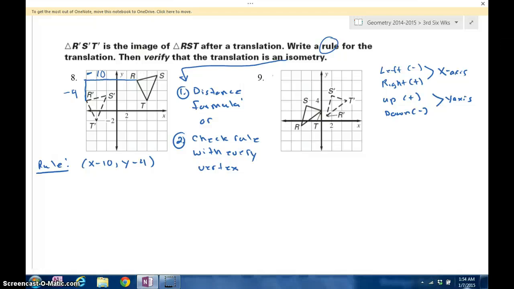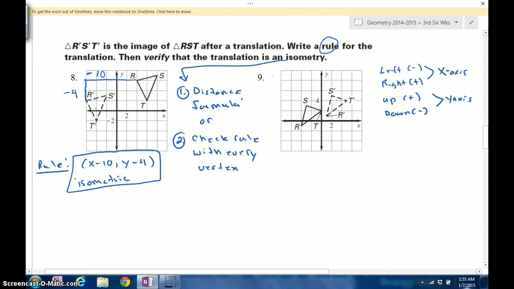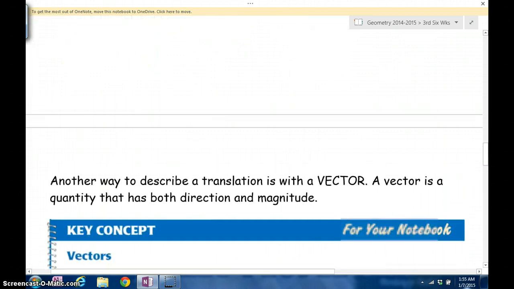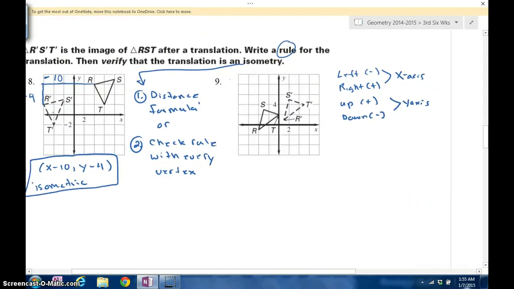So you would just see if this rule falls for all of them. So if you go T and you go 10 spaces over and then negative 4 down, 2, 4, 6, 8, 10, and then down 4, 2, and 4, and it matches up. Check S, 2, 4, 6, 8, 10, then down 4, 2, and 4, also matches up. So this one is isometric. Alright, so I'm not going to do vectors. Alright, so last one, just real quick to find the rule here.